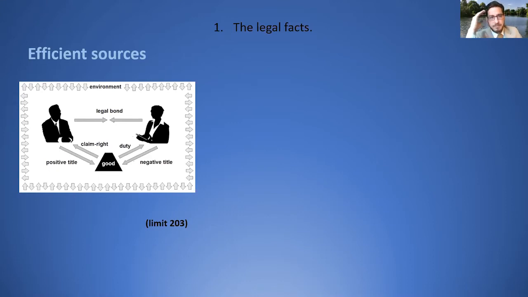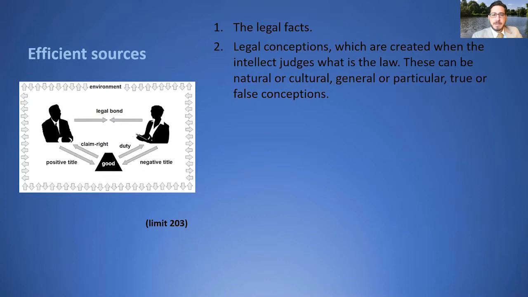And now we are talking about the efficient cause, that is an immediate action, no? So it is the actions of nature or the actions of knowledge, which we will call legal conceptions. What are legal conceptions? Well, that source of law that is created when the intellect judges what is the law. It's an activity of the intellect that is judging what is law in this case, no? It's just the intellect. And when the intellect discovers something, the intellect produces the law. This can be natural, cultural, general, particular, true or false, we will see.